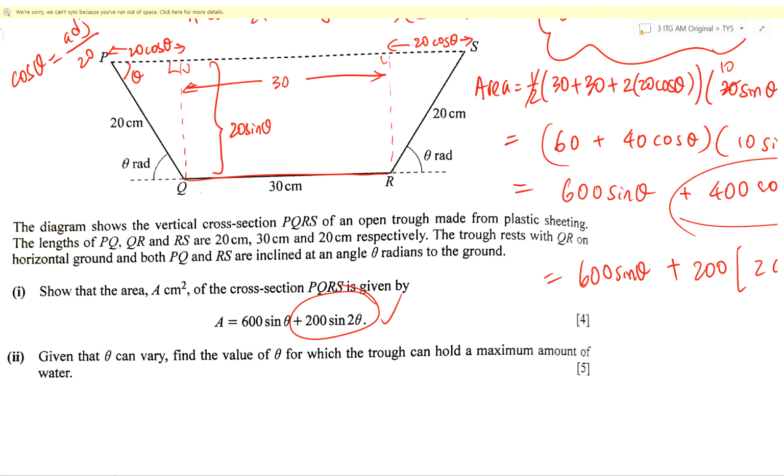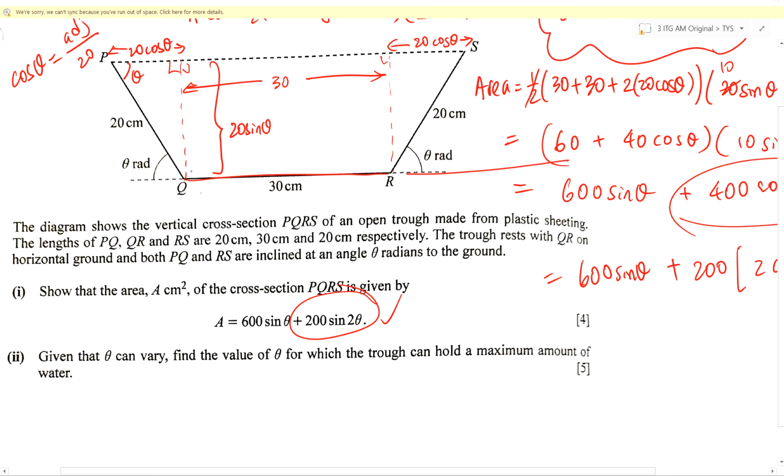Now theta can vary. As theta changes, the volume is going to change. Can you imagine if theta becomes really, really small? If theta becomes really, really small, then our straw is going to look like this. Can it fill a lot of water? Cannot. When theta is really, really small, the volume is really, really small. The area is very small.